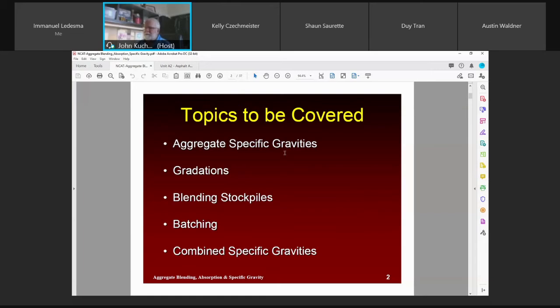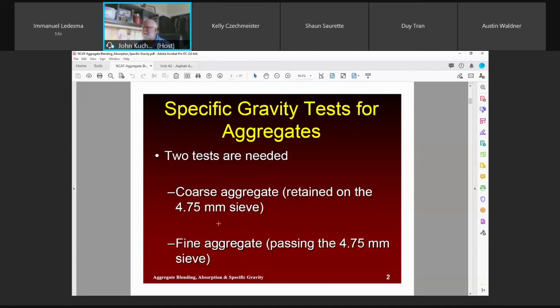Essentially, we're going to look at aggregate specific gravities, gradations, blending stockpiles, batching, and combined specific gravities. Batching is essentially taking your proportions of 4 aggregates, weighing out what you need, blending it all together, putting it in a pan or a bowl, heat up your asphalt cement, add it to it, and you're going to mix it up and you're going to do your asphalt mix design. You're going to pound your briquettes.